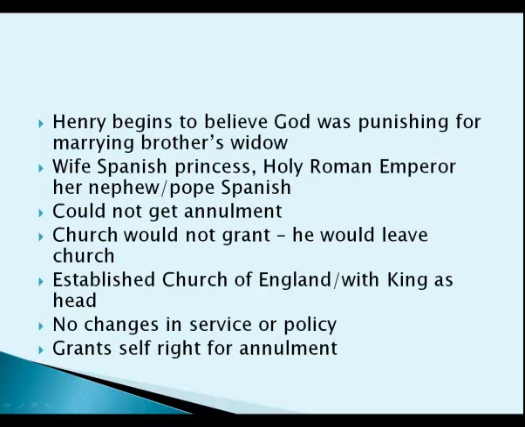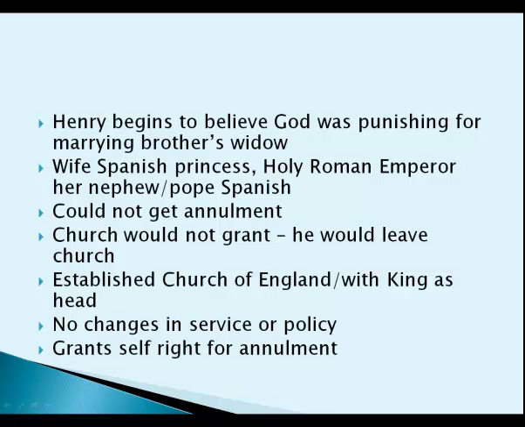catches Henry's eye. Now, Henry, we firmly believe that Anne had a lot to do with it, began to believe that God was punishing him for marrying his brother's widow, because she had lied. She was really not a virgin when he married her. That marriage had been consummated. So what do you got to do? You got to get it annulled. But his wife is a Spanish princess, the Holy Roman Emperor's aunt, and the Pope is Spanish. There's no way he's going to get an annulment.